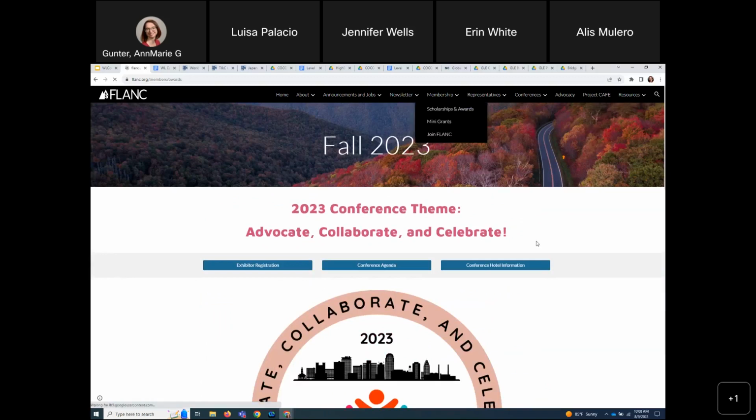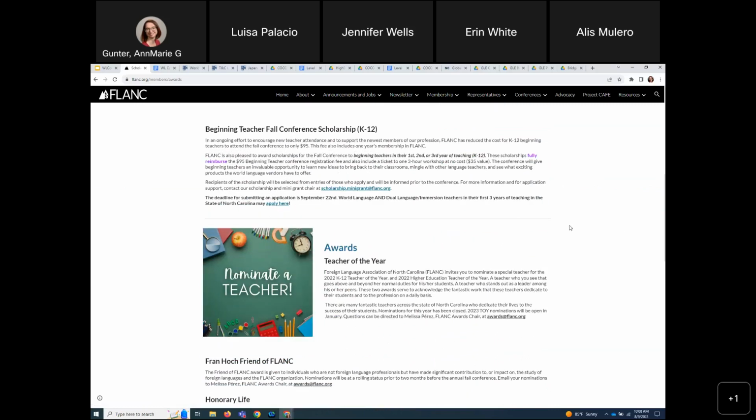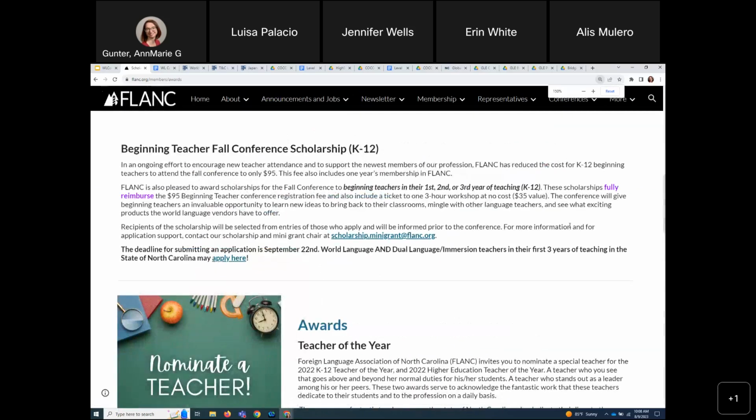They have the Beginning Teacher Fall Conference Scholarship for K-12 teachers. So if you have a teacher who is in their first, second, or third year of teaching in North Carolina, they can apply for this and they can get fully reimbursed for the Beginning Teacher Conference registration fee, which is actually a discount from the regular fee, the full fee. And they also get a free 3-hour workshop at no cost as part of that. So that's something to keep in mind. And again, I share that information on the listservs so that people have time to apply. I believe this year it is due September 22nd. So we've got a little bit of time if you're interested in having teachers apply, or if you yourself are actually a new educator to North Carolina and want to apply.